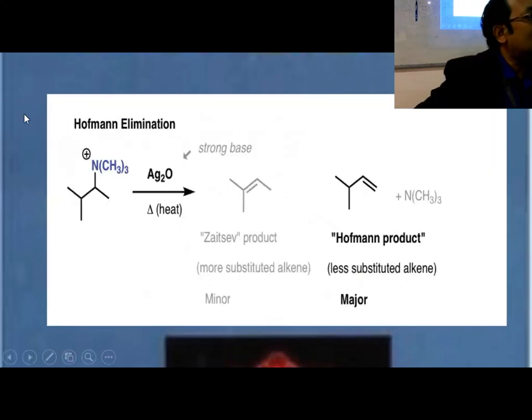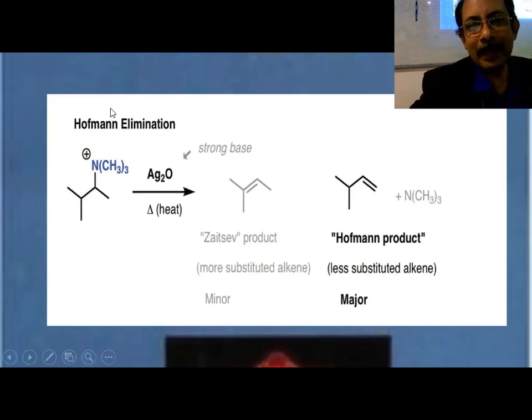Acha, I told you now there is another product called the Hofmann elimination product. Just see, this is the example. Hofmann elimination means the Saytzeff rule is not followed here, and your more stable product is not formed. And why? Let's understand that.